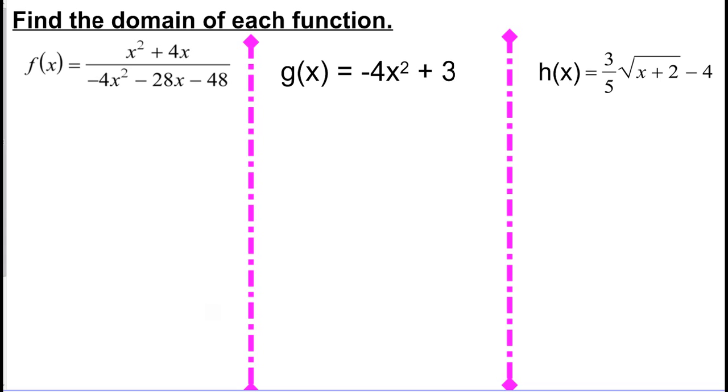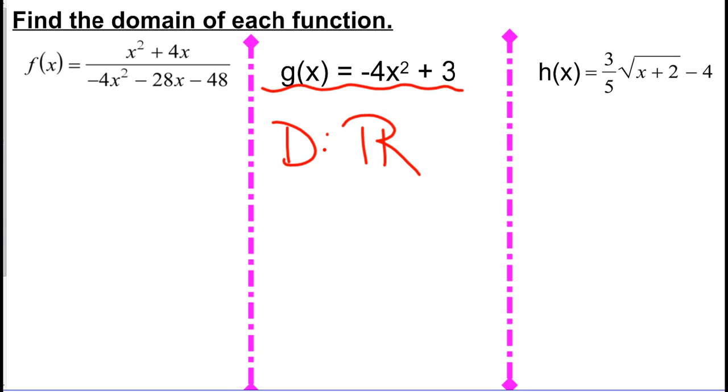Now I'm going to start with this middle function right here, this g of x. Notice I have that x squared, but I don't have any denominators and I don't have any radicals. So I don't really have to worry about it. My domain for this one is all real numbers, and you can write it just with the fancy R. We're not going to use set builder notation or interval notation. I'm just looking for whether you know the concept that I can plug any x that I want in there and it will work. And that's what happens for that g of x function.